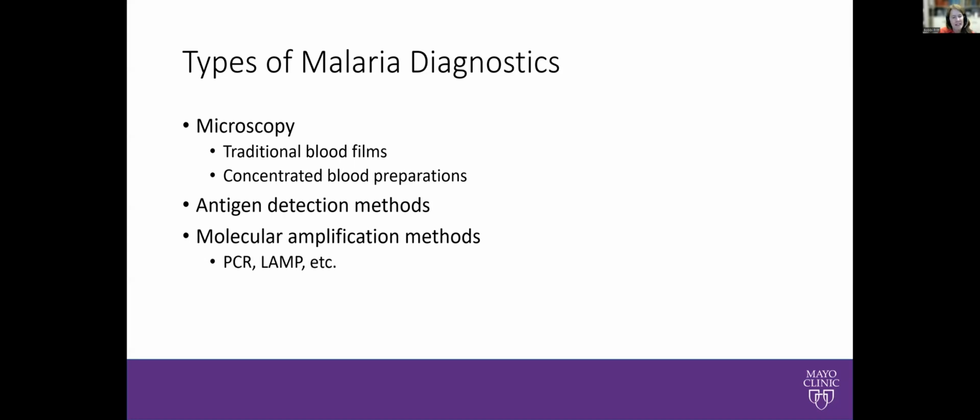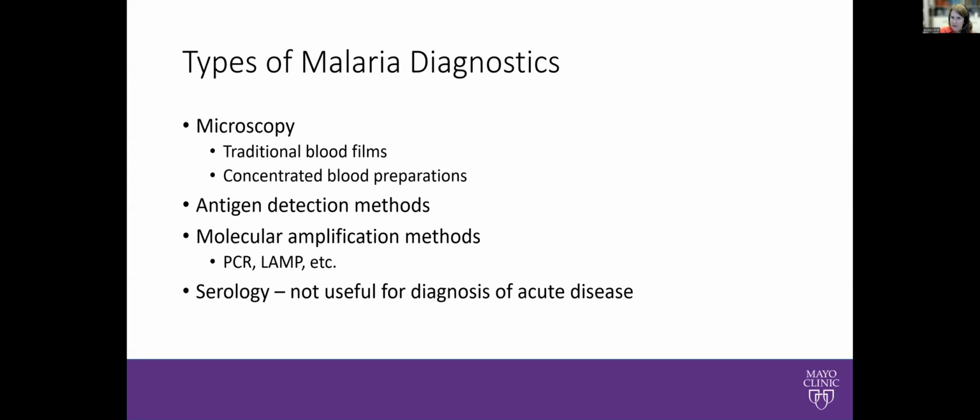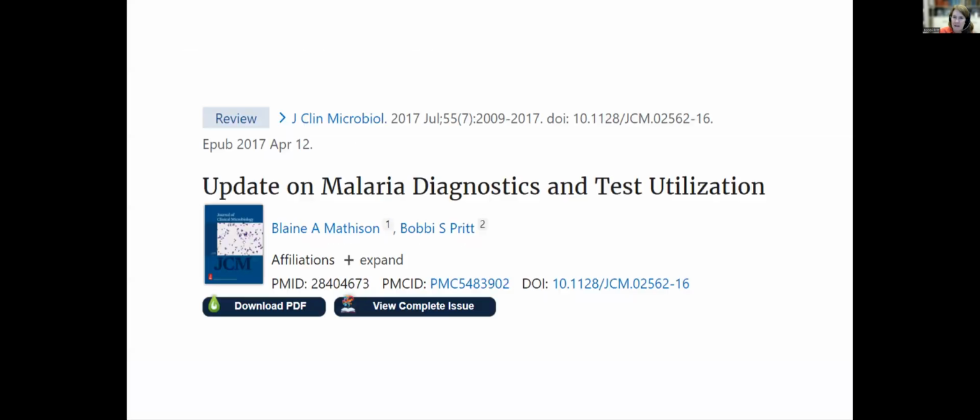And then last but not least, there is serology. I mentioned it. It can be used for blood donor screening and epidemiologic studies. It has very little role in clinical diagnostics, and it is not useful for diagnosing acute disease. That's because it takes several days for antibodies to become detectable. With malaria being potentially life-threatening, you can't wait to get a detectable immune response. You need to be able to diagnose the malaria rapidly.